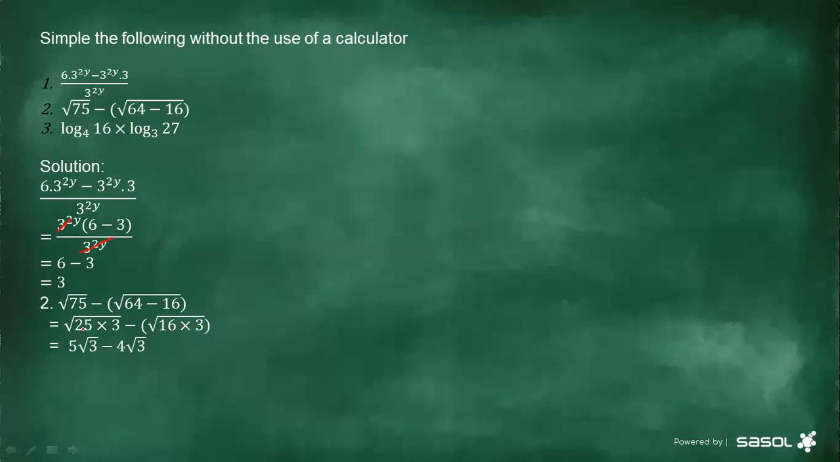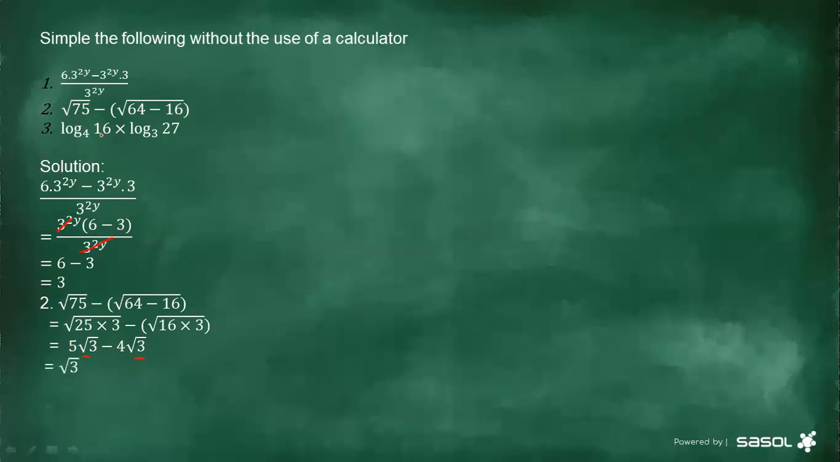Therefore, you're going to say the square root of 25 is 5. Then the square root of 3, you leave it because it's a non-square. And then the square root of 16 is 4, and the square root of 3, leave it like that. Then you can subtract them. So it's 5 minus 4 is 1. So the answer is square root of 3.